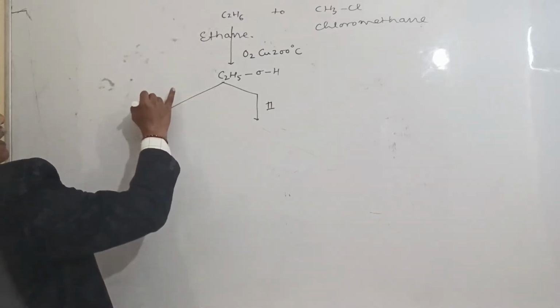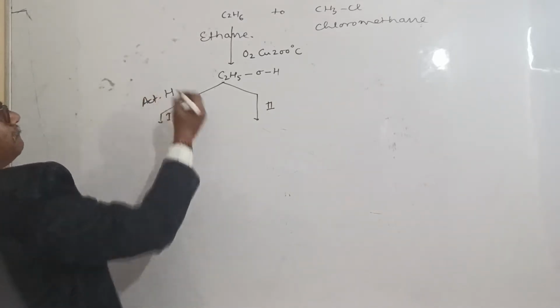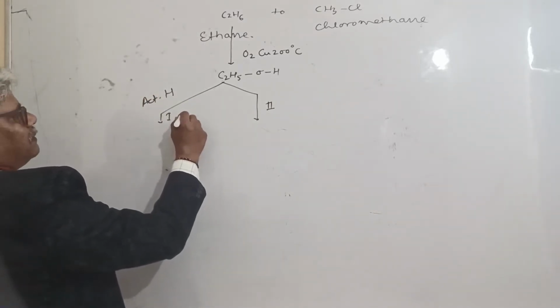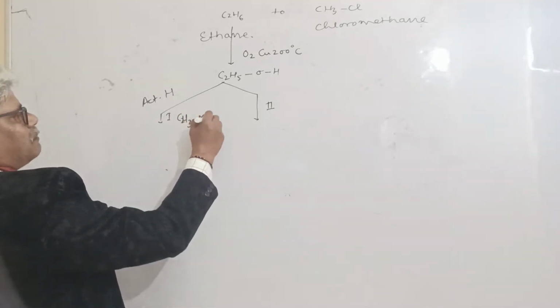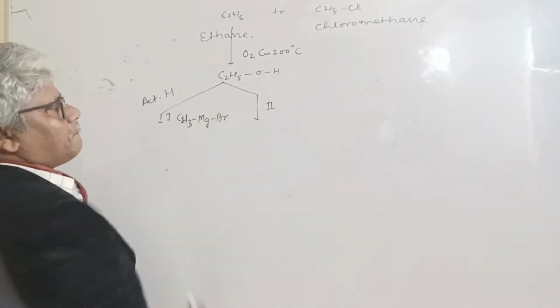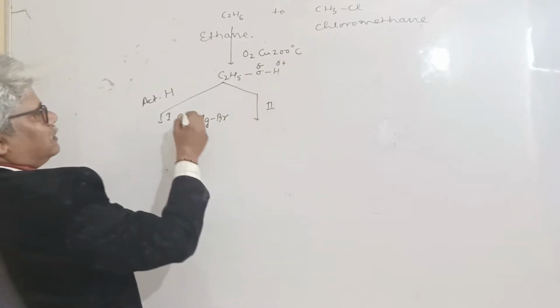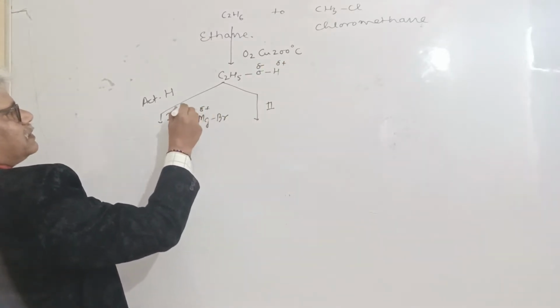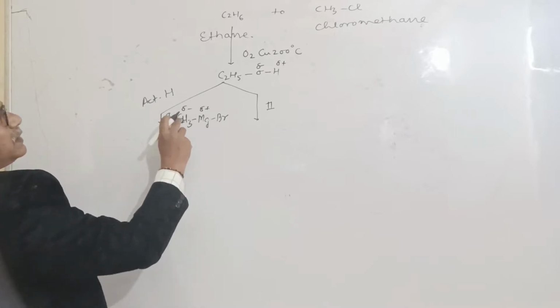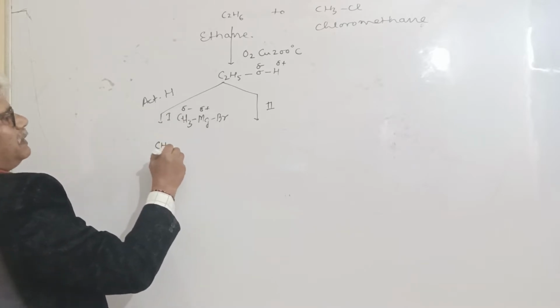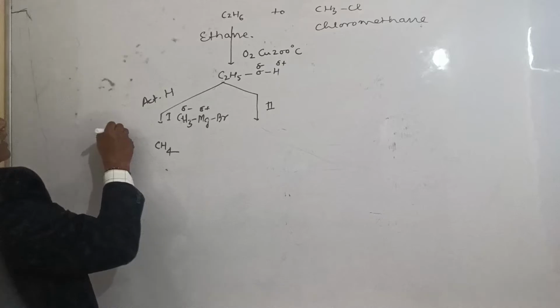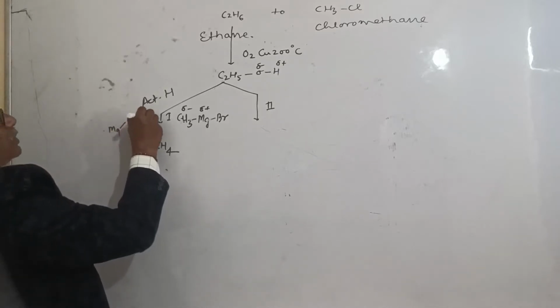Number 1 is active hydrogen method. In this, we take Grignard reagent with 1 carbon. You can see this is electronegative, this is electropositive, this is electropositive, and this is electronegative. So this results into formation of methane, and the byproduct is magnesium ethoxybromide.